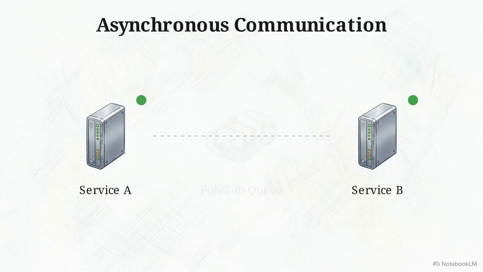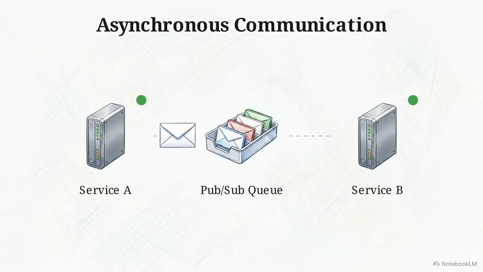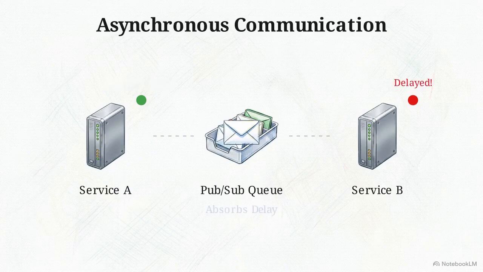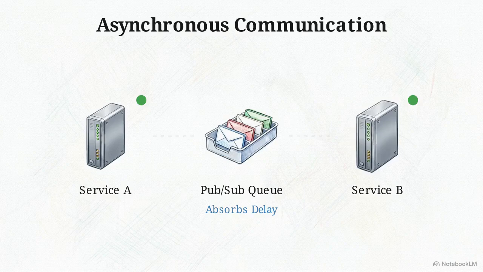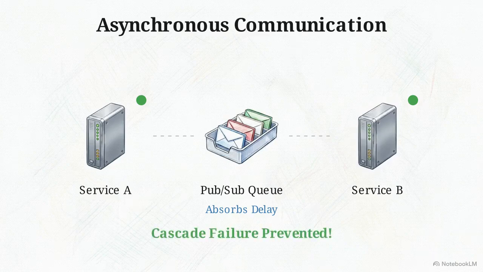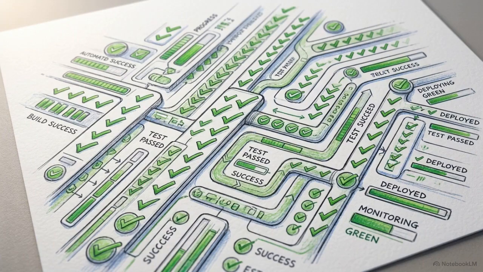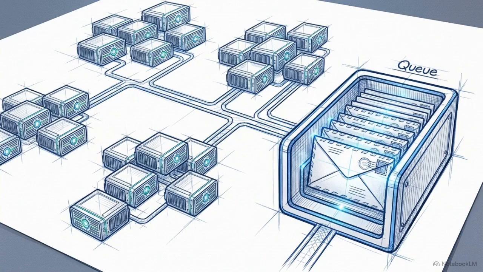For fire and forget tasks, use asynchronous communication. Service A drops a message into a Pub/Sub queue and immediately resumes work. Service B retrieves it later. The queue absorbs delays, preventing cascade failures. A robust cloud-native architecture separates deployment into strict automated pipelines and isolates running services through asynchronous messaging to prevent network traffic from causing system-wide delays.